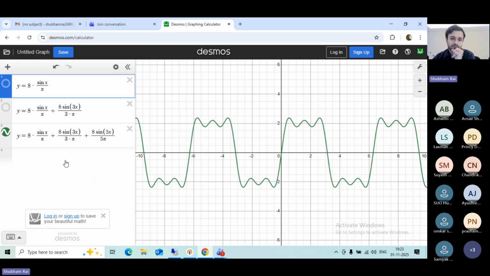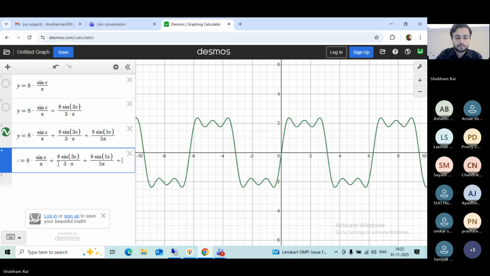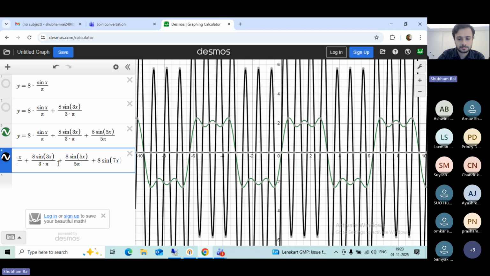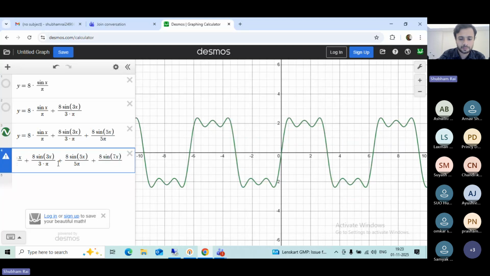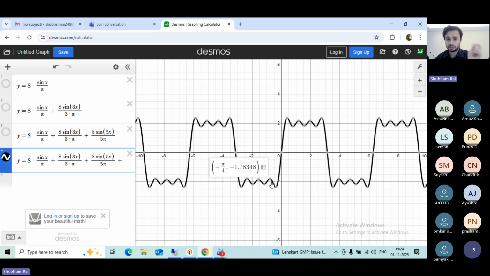So let's include one more term here. Then we have 4k by 7 pi, so it will be 8 sine 7x divided by 7 pi. Now you see the number of variations are increasing, and if you take, let's say, 10 terms of this Fourier series, then your Fourier series will approximate this rectangular periodic function very nicely.